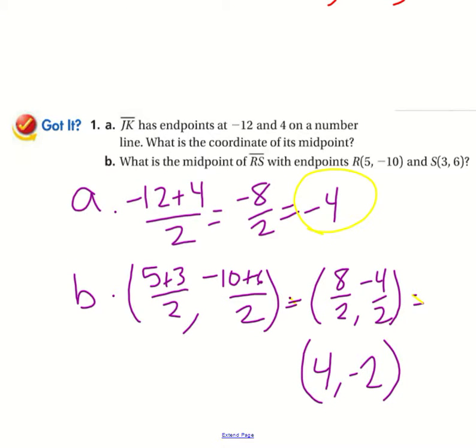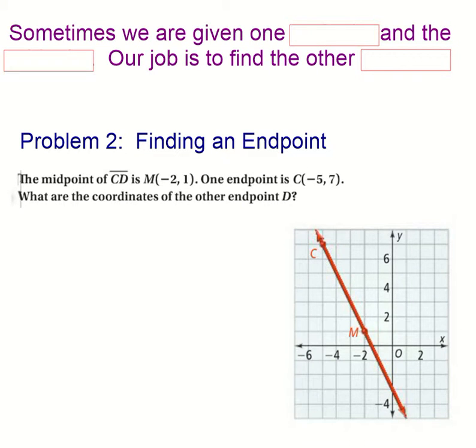I got -4 for the first one, and the ordered pair (4, -2) for the second one. If you want to check your work, pause the video here and look at what I did compared to what you did.